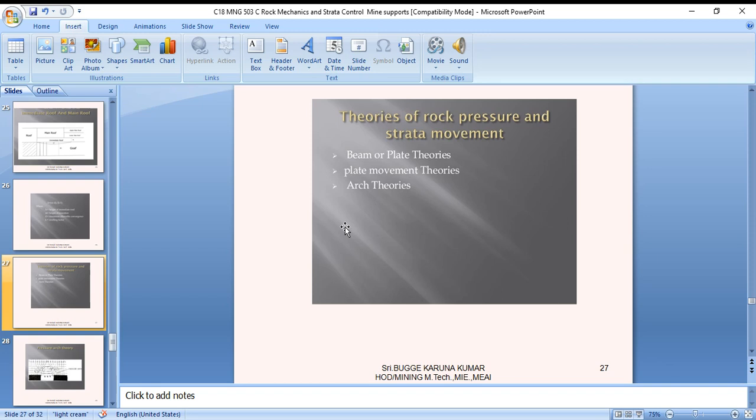Now, theory of rock pressures and strata movement. There are a number of theories for rock pressure: the pressure arch theory, and the beam or plate theory, which is a famous theory, and the plate movement theory. Most people use the pressure arch theory. These are the beam or plate theories, plate movement theories and pressure arch theories.